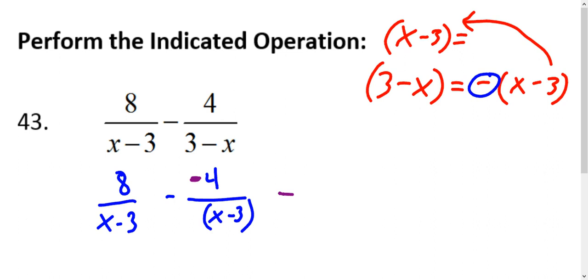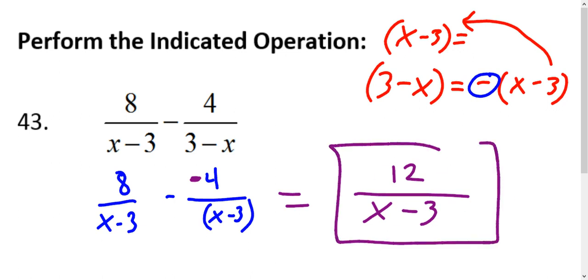And now we see they do have common denominators, x minus 3, which means you just do the math with the numerator. 8 minus negative 4. 8 plus 4 is 12. If anything factors, you factor and cancel, but nothing does. So that's it.